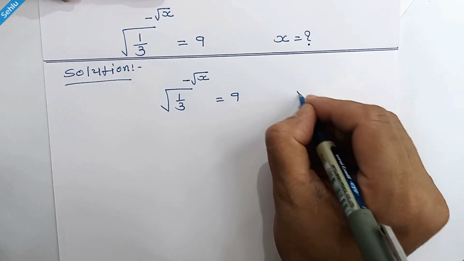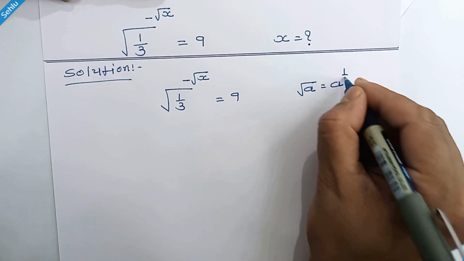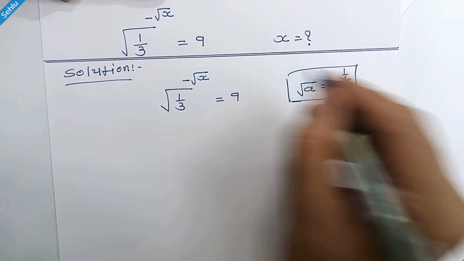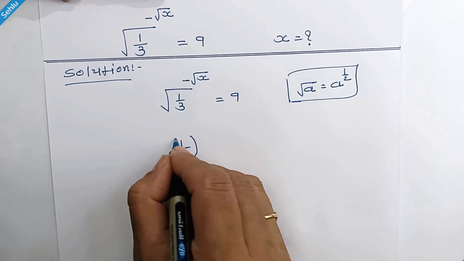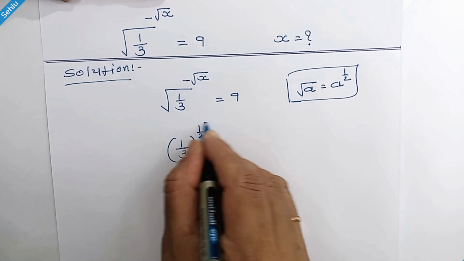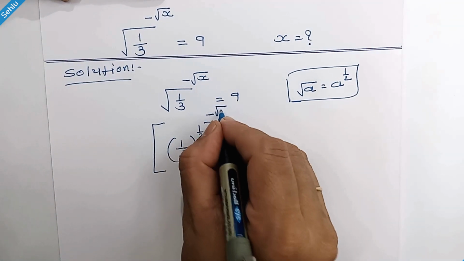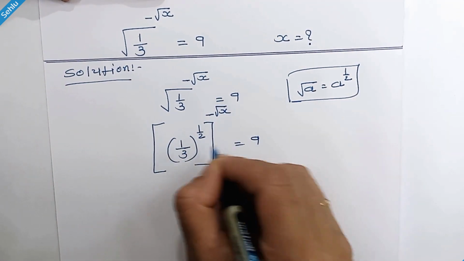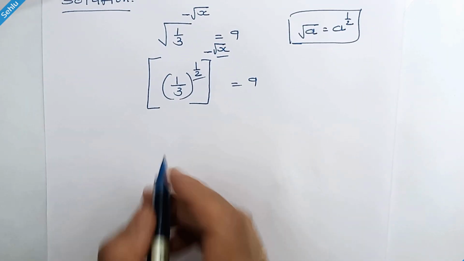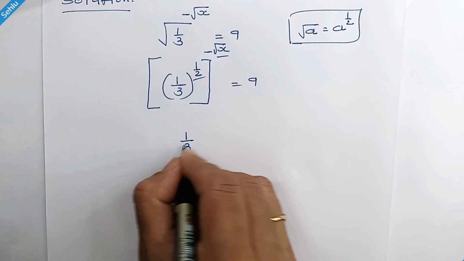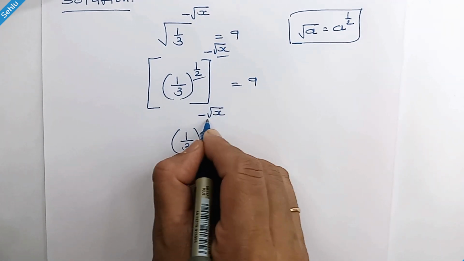When we have square root of a, it can be written as a to the power 1 over 2, right? So this square root can be written as 1 over 3 whole to the power 1 over 2. And here we have negative square root of x. Now we can multiply these two, so it will be 1 over 3 whole to the power negative square root of x over 2.